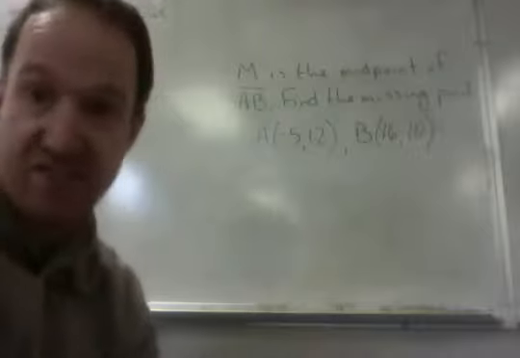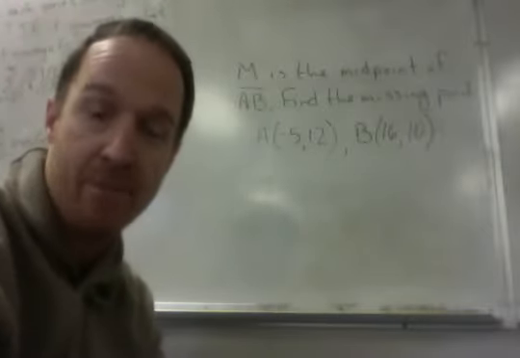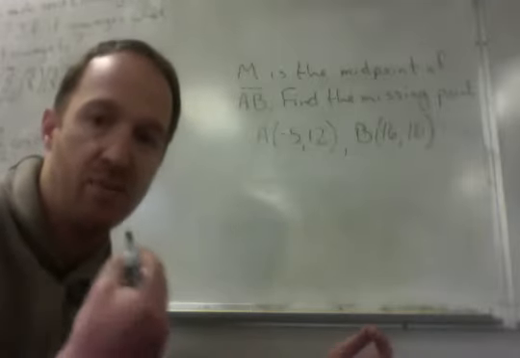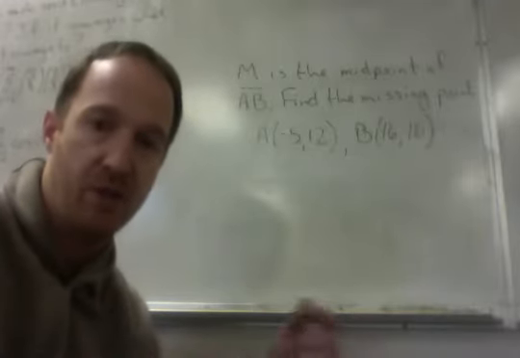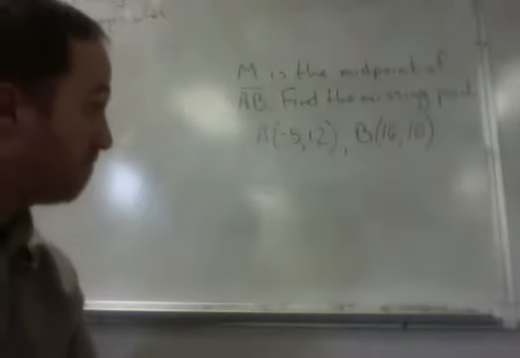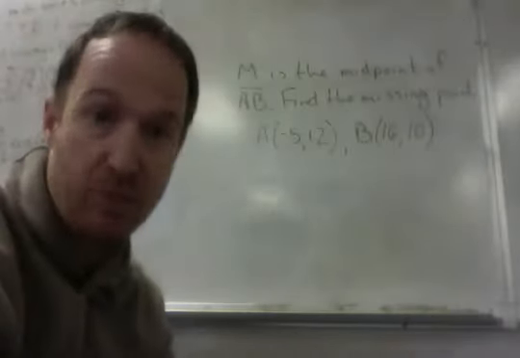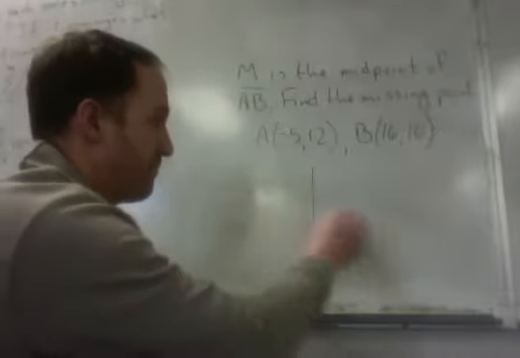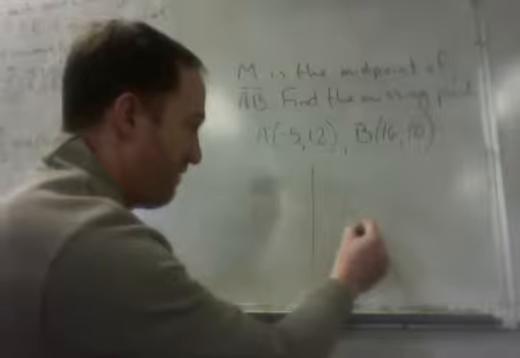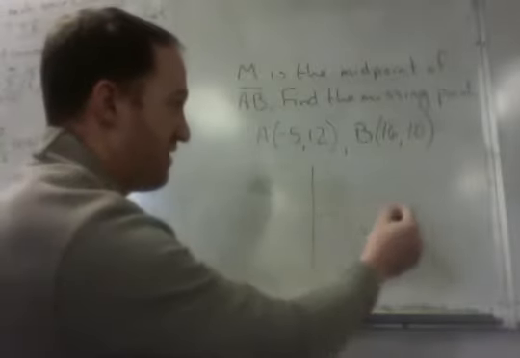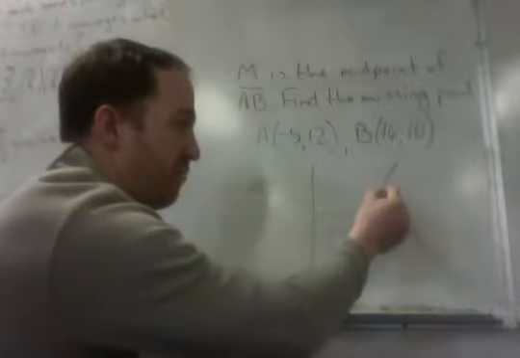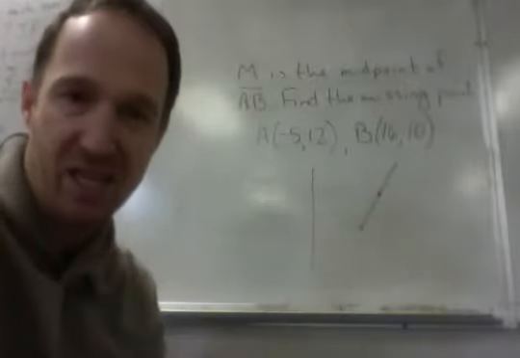So in these examples that I'm going to do, we're going to call point M the midpoint of segment AB. So point A is on one side, point B is on the other, and M is in the middle. And we're going to find the missing point. We could graph these. We could plot these points. Make a graph. We could plot 12, -5, and 16, 10. And we would have a segment, and we could find the point that was in the middle by counting.